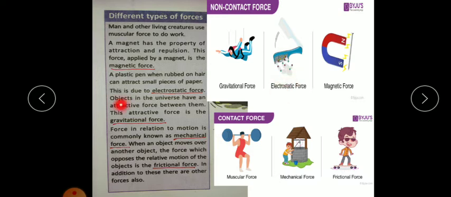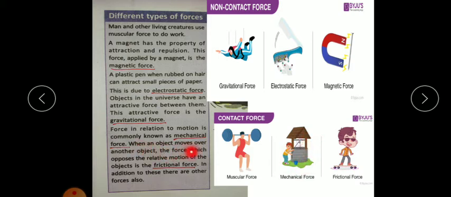Then objects in the universe have an attractive force between them. This attractive force is the gravitational force. So we know what is gravitational force. So gravitational force is also a kind of force. Then forces in relation to motion are commonly known as mechanical force. So the force in relation to motion is called mechanical force.